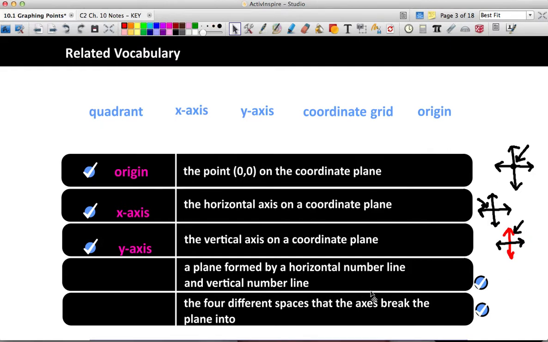A plane formed by a horizontal number line and a vertical number line. This is what we call our coordinate grid or your coordinate plane. In this case, this whole thing would be in red because this whole thing is your coordinate plane.